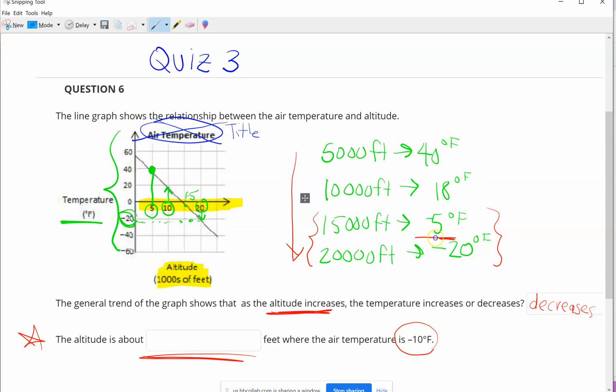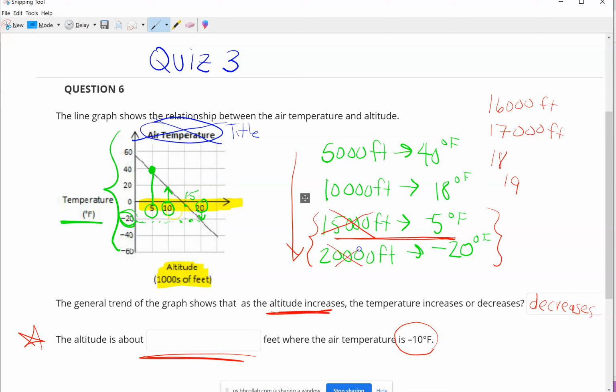As long as you typed any number between 15,000 and 20,000, it counted it right. You could type in 16,000 feet, 17,000, 18,000, or 19,000, and it counted it right. But if you typed in 15,000, it counted it wrong, because at 15,000 it was just a little bit below zero.